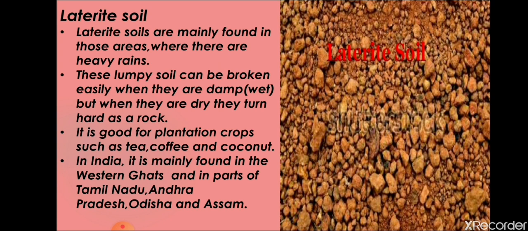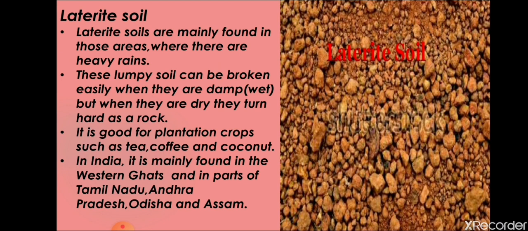If cement gets water, it will start setting. So what about it? If it is getting water, then it will become damp. That means it can easily break up. But as it consumes all the water and becomes dry, then it becomes hard. It is good for plantation crops. This soil is good for plantation crops.